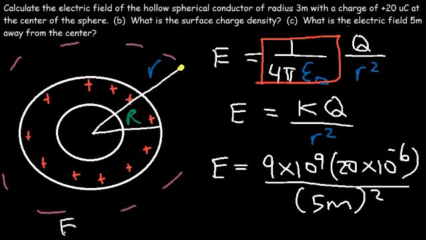So the electric field is equal to 7,200 newtons per coulomb. So that's how you can find it outside of the hollow spherical conductor. You can treat it as if it's a point charge.